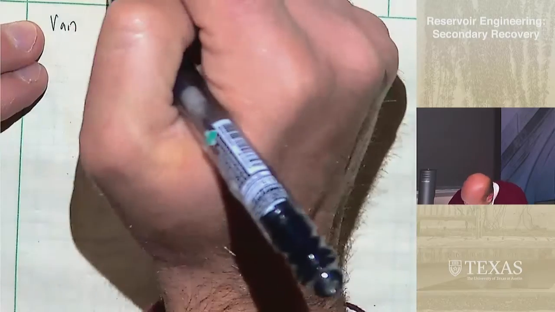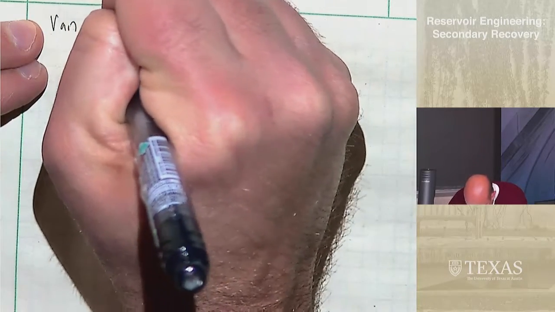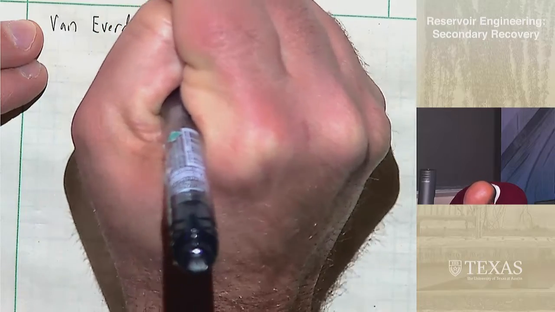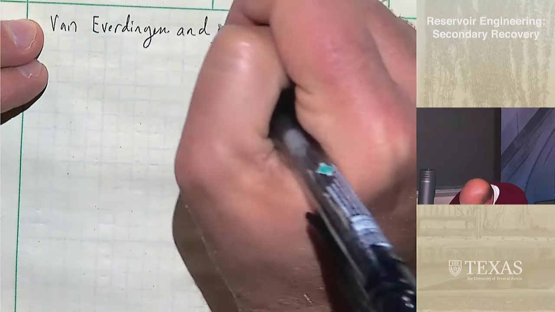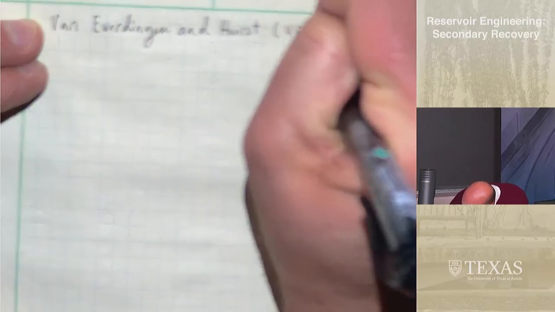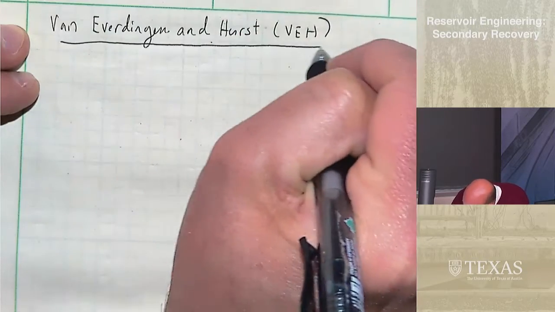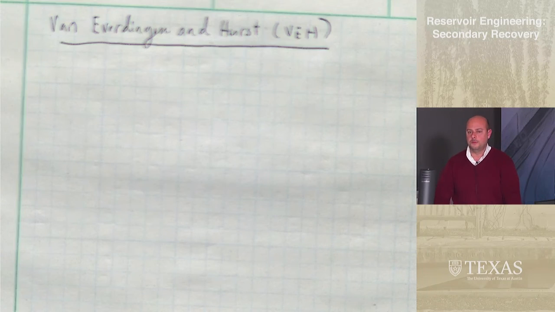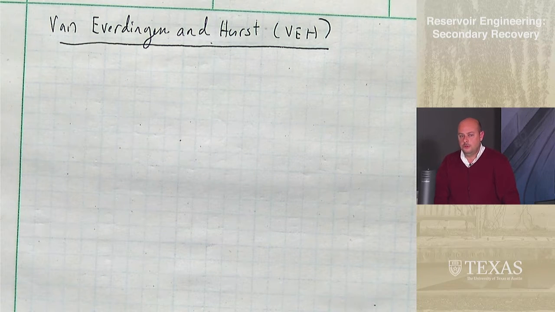There you go. Van Everdingen and Hurst, or VEH method. Now remember, we talked about two methods: the small pot aquifer, which was super simple, but usually not accurate unless you have a small aquifer.